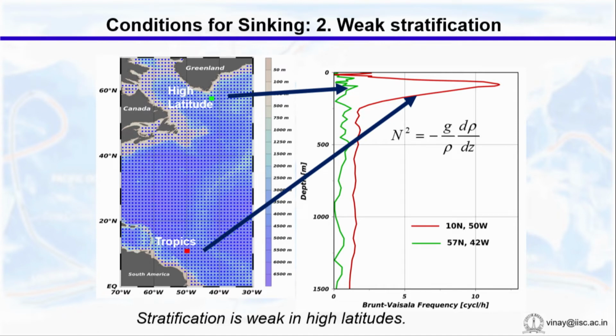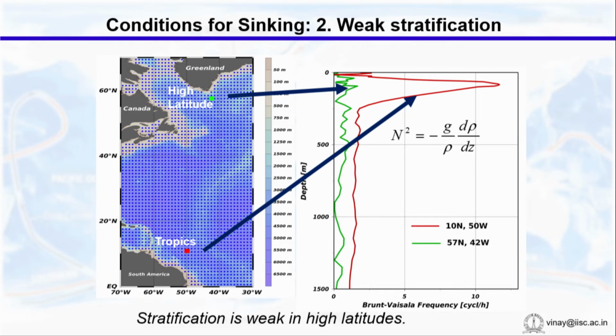One more condition has to be satisfied for sinking to happen. The water parcel should be able to penetrate the stratification of the upper ocean so that it can reach into the deeper waters. A measure of the stratification of seawater is given by the parameter known as the Brunt-Väisälä frequency or stability frequency. Stability frequency is written as N squared, which is g by rho, d rho by dz. d rho by dz gives you a measure of the vertical gradient in density.